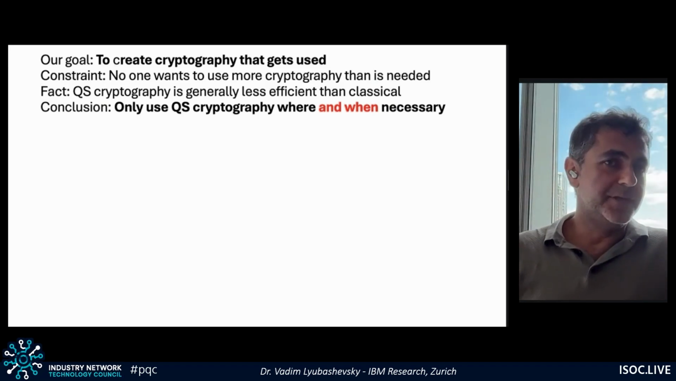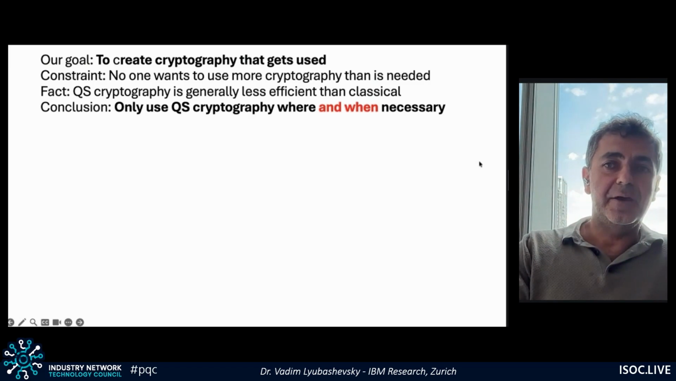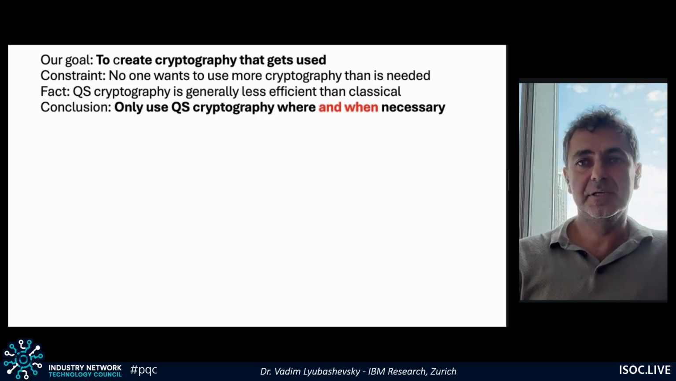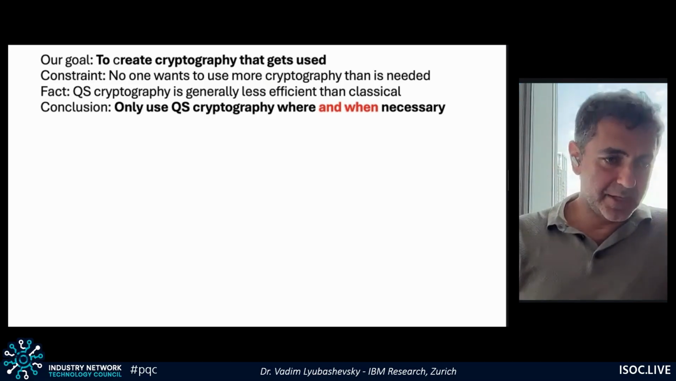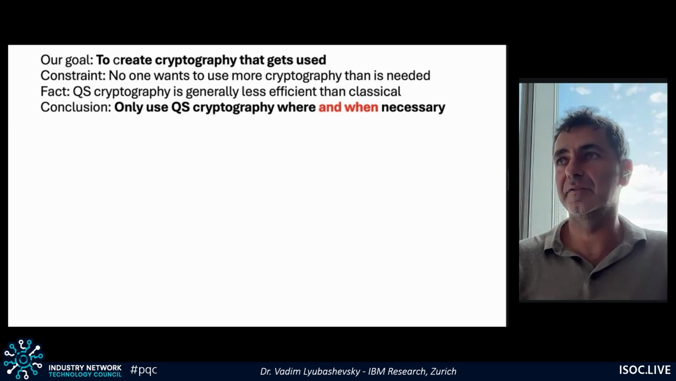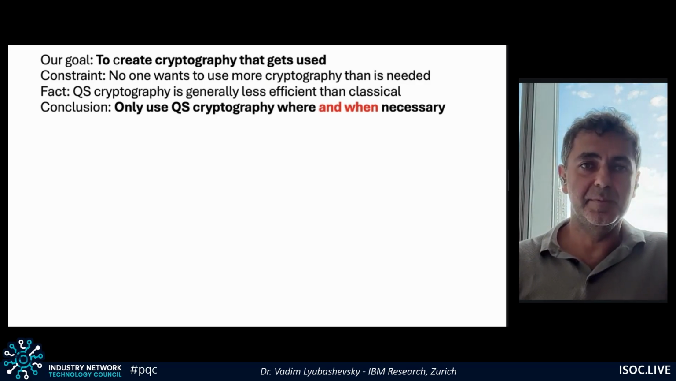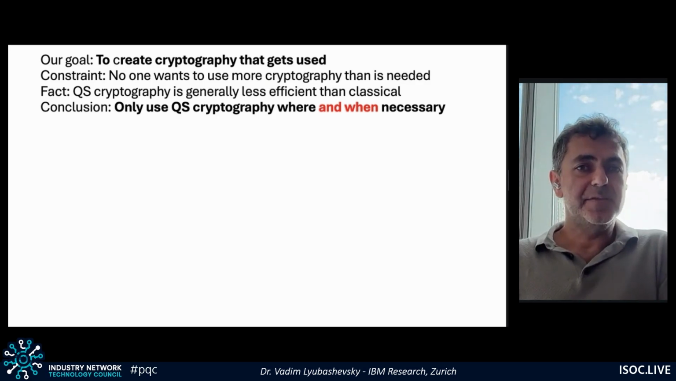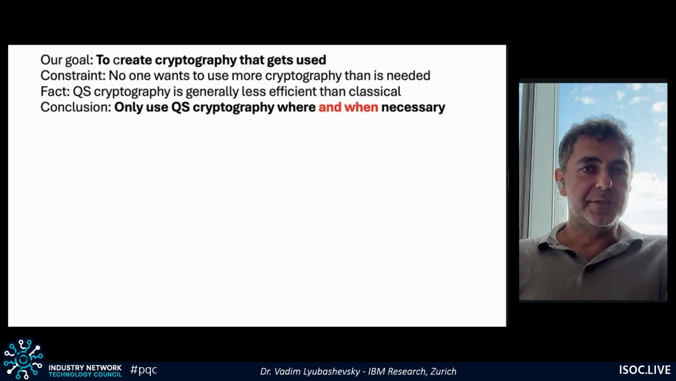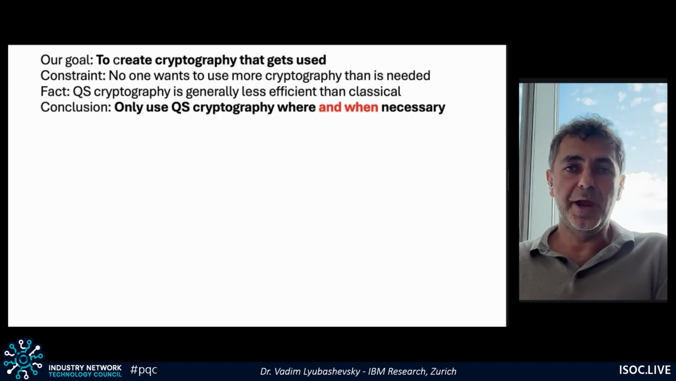Our goal as a community, as a research group, is to create cryptography that gets used. So let's accept that. And the constraint that we found when talking to people who actually deploy cryptography is that no one wants to use more cryptography than is needed. They want to be just secure enough, because if you add more complicated cryptography, it has a monetary cost. You add a lot of transmission, you add complexity, and people do not want to implement that if they don't need to. And the fact is that quantum safe cryptography is generally less efficient than classical cryptography based on elliptic curves. And so the obvious conclusion is, well, for now, let's only use quantum safe cryptography where and when necessary.